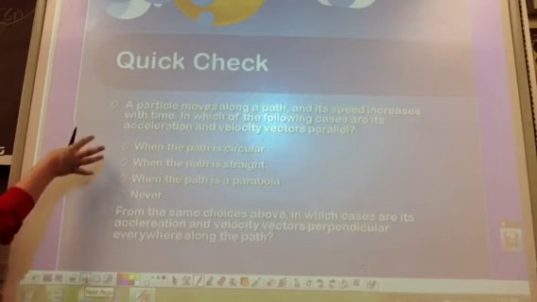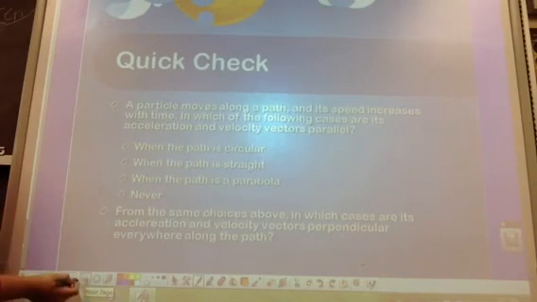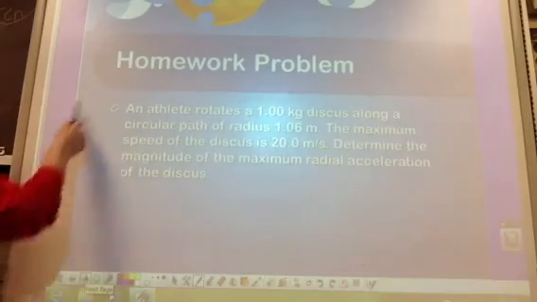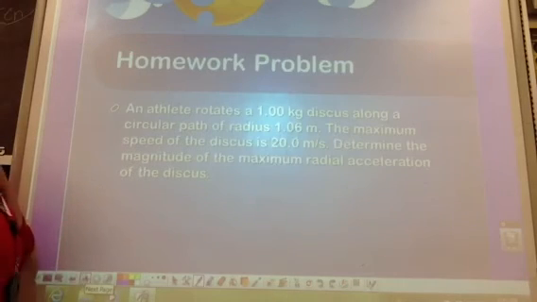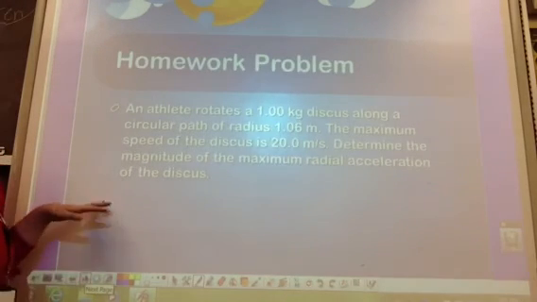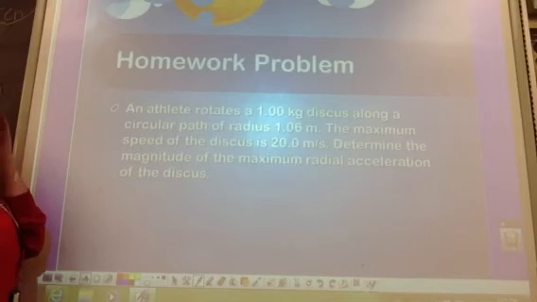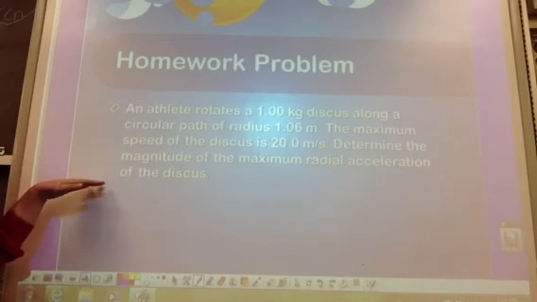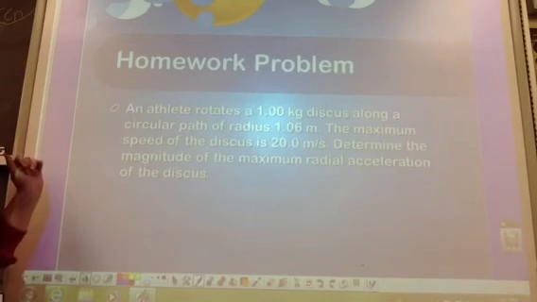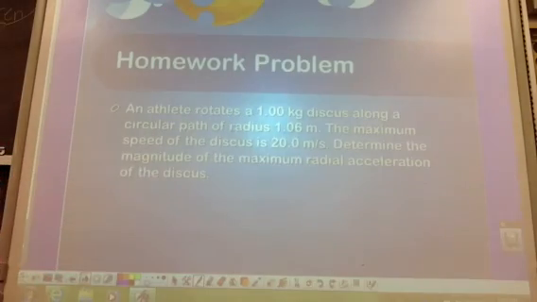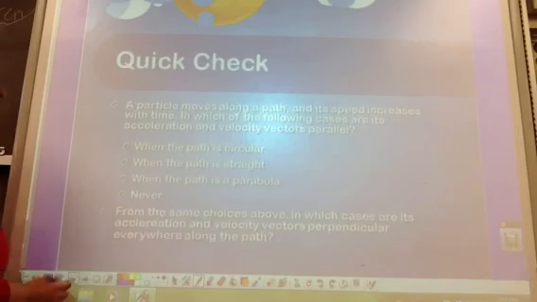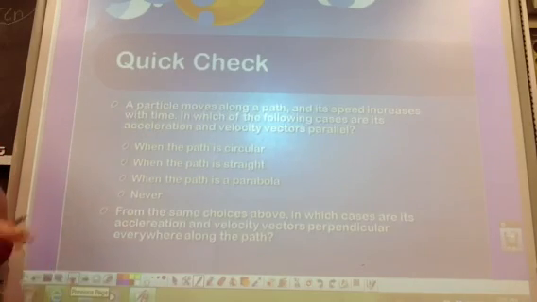Alright guys, so this quick check question as well as this homework problem, that's what I would like you to have done for me on Monday, and I'd like it done at the beginning of class. We'll go over it together at the beginning of class on Monday, and we're going to continue with some more problems, just practicing with these, and then also start relative velocity stuff to finish up Chapter 4. So homework problem here, the quick check question, that's your homework. Have them ready beginning of class on Monday.